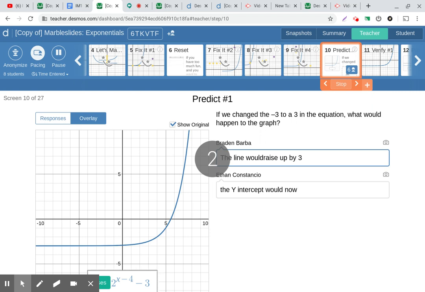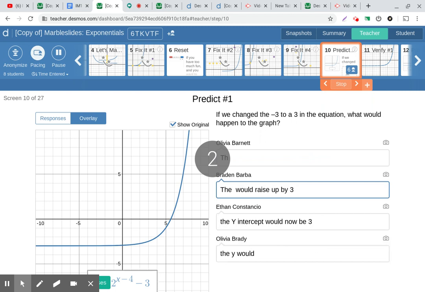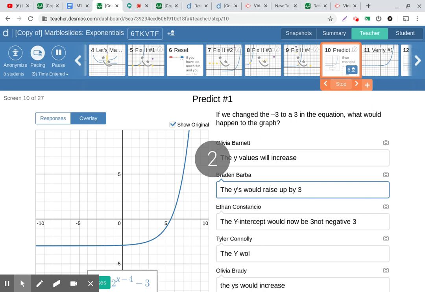And change the word line, Braden, to the y's would increase, right? Yeah. The y's. But the entire line would. Yeah. Yeah, exactly. And just to be really precise, because in the future you're gonna have to say that all of the y's change, which means the graph will go up 3. So instead of saying line, say graph, because it could be any graph, right? It could be a U shape.